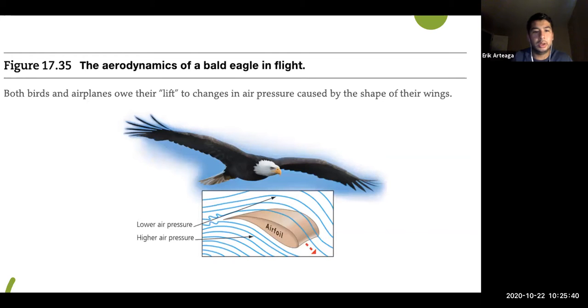All right. So the aerodynamics of a bald eagle in flight, both birds and airplanes owe their lift to changes in air pressure caused by the shape of their wings. Okay, so again, the feathers of these reptiles provide a high and low pressure dynamic that's going to allow them to have lift. Okay, allow them to fly.